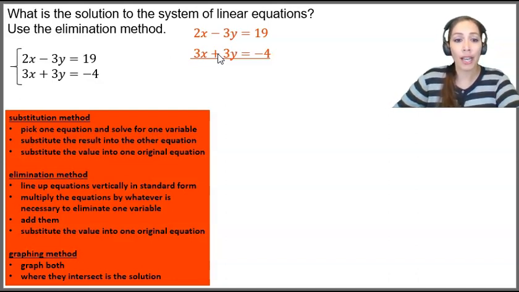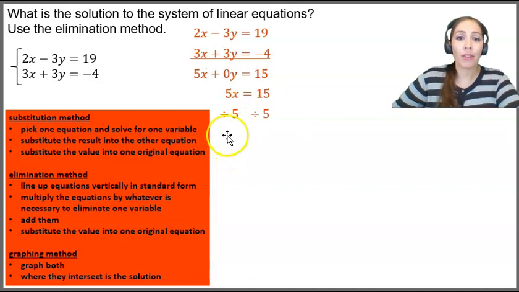So now I'm going to add them. 2x plus 3x ends up being 5x, negative 3y plus 3y equals 0y, and 19 plus negative 4 is 15. Now, 0 times y is just 0, so we can drop that. So I really have 5x equals 15. From here, I would divide by 5 on each side. Those 5s cancel out on the left, and I end up getting x equals 3.